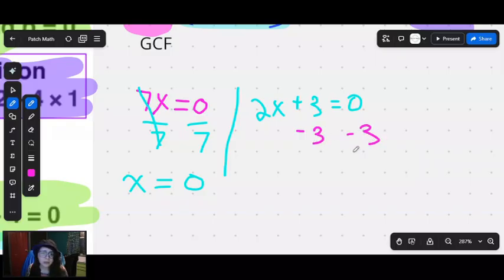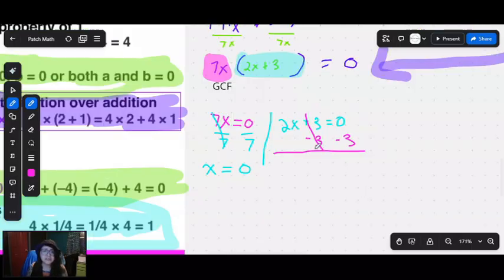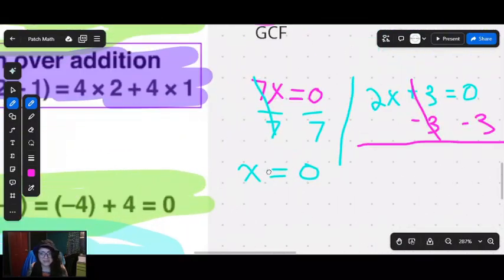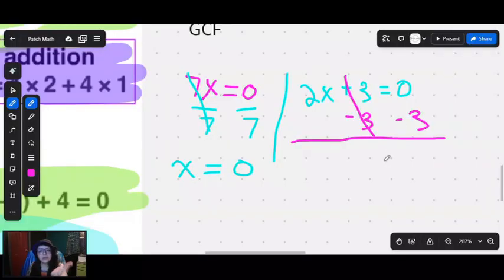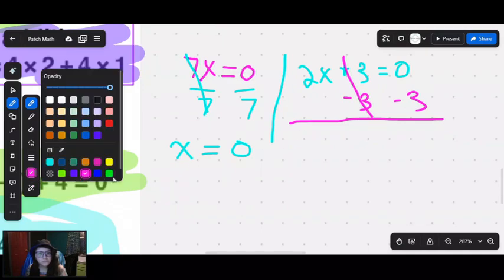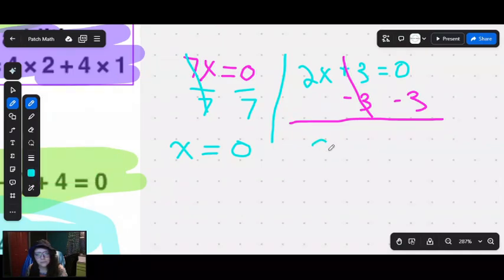So you already know PEMDAS when you're doing the operations as they're given. Opposite operation on both sides of the equal sign, because we want to retain the original value of the equation. And again, we are using these properties. In this case, we're using the additive inverse. So you get that 3 off. Then you get 2x plus 0 equals negative 3. And 2x plus 0 is 2x. So 2x equals negative 3.